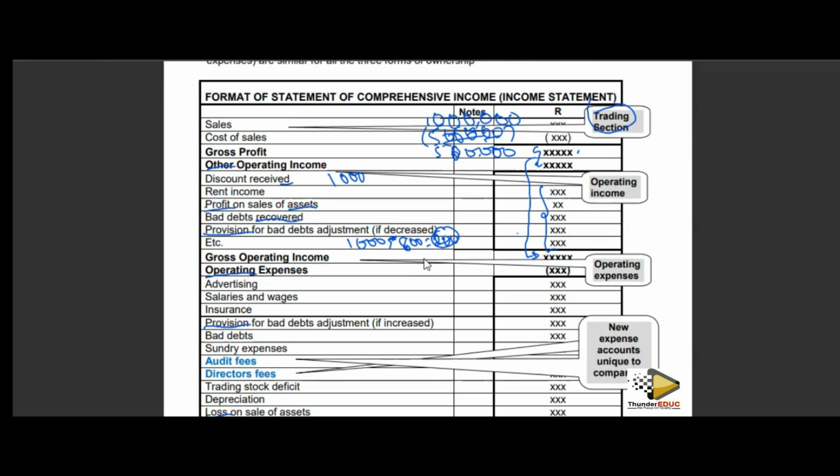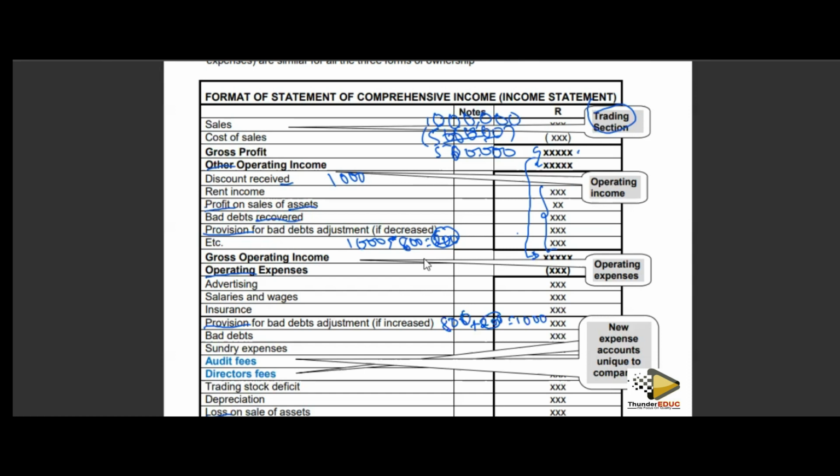Now, if it is increased, let's say here the provision was 800. Now we say, no, debtors are increasing in our business. Let's add another 200 to make it 1,000. This 200 we have added on again. Here it will be an expense to us because we are likely to spend more money than we had expected. So that's how I can explain the provision for bad debts.